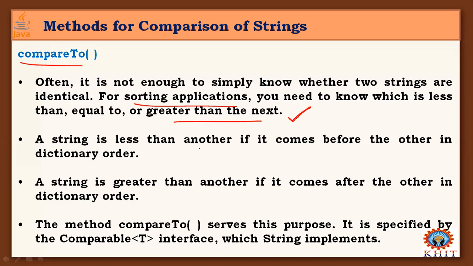A string is less than another if it comes before the other in dictionary order. Greater is the same: it comes after the other in dictionary order. So the method compareTo serves this purpose for sorting a given set of strings. It is specified by the Comparable interface. In the first video of this class, String chapter 1, we discussed that the String class implements three types of interfaces. One of them is the Comparable interface, which String implements as well.